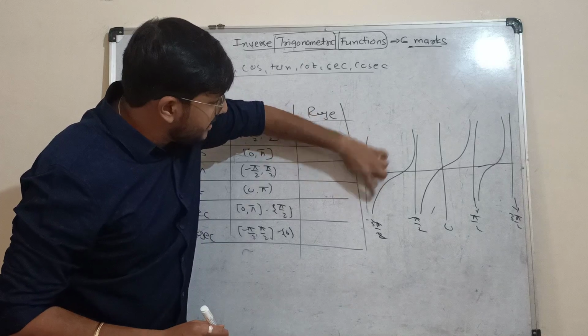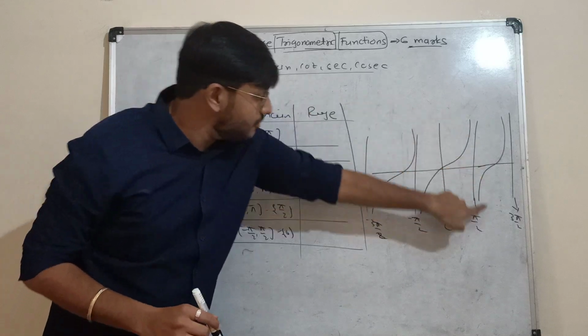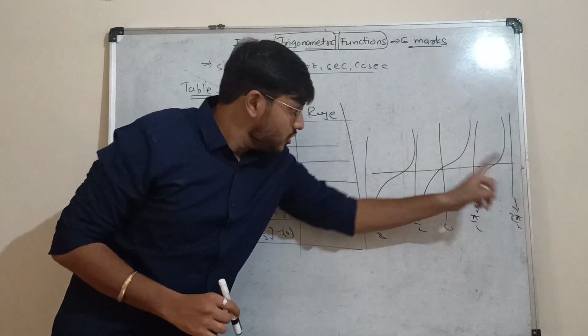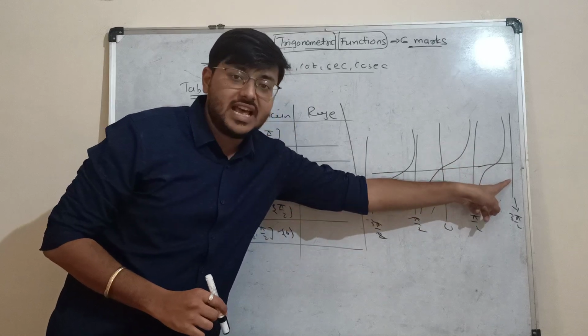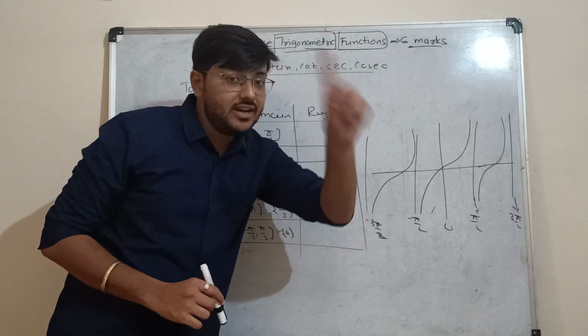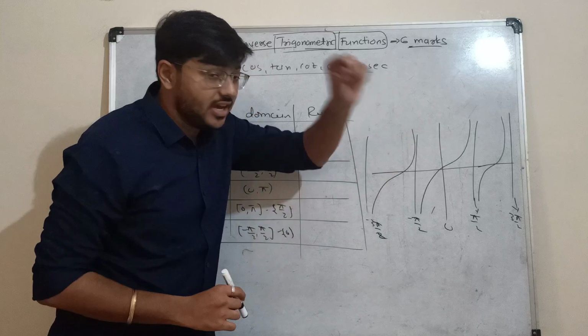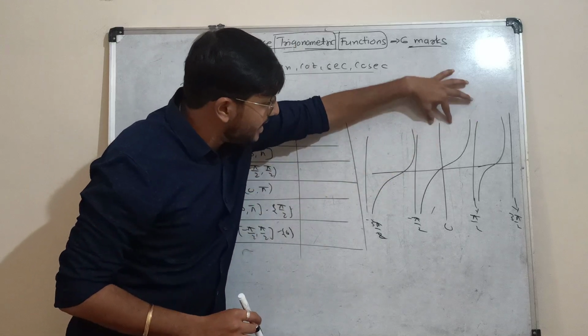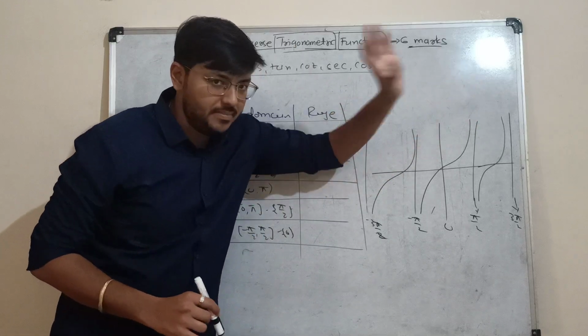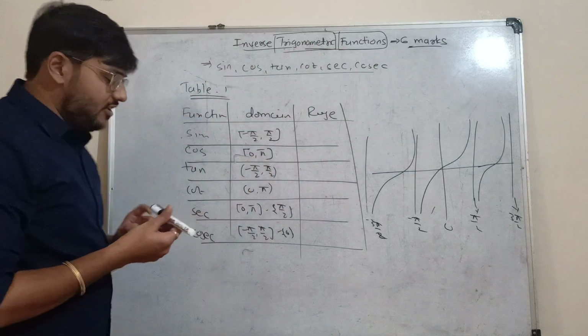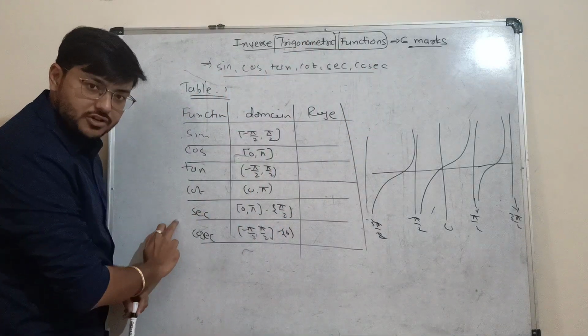A similar graph you find in minus 3 pi by 2 to minus pi by 2, and a similar graph you find in pi by 2 to 3 pi by 2. So in all these intervals we consider sine, tan as one-one and onto. But the interval we have to keep in our mind is what? Minus pi by 2 to pi by 2 only. Right? So similar kinds of graphs and conditions you can check for these 3 functions also.